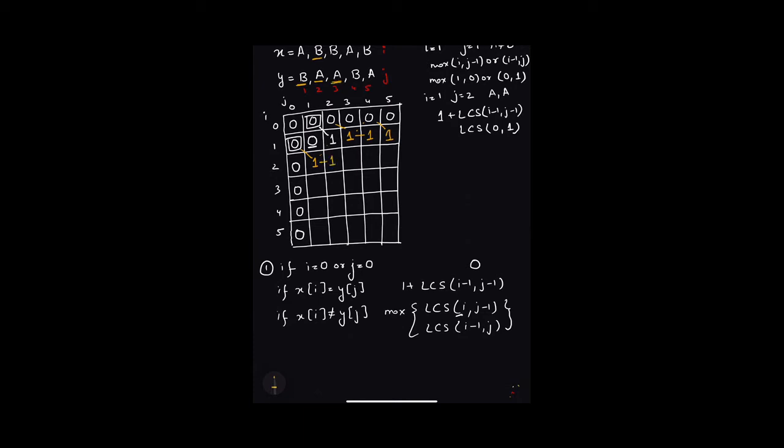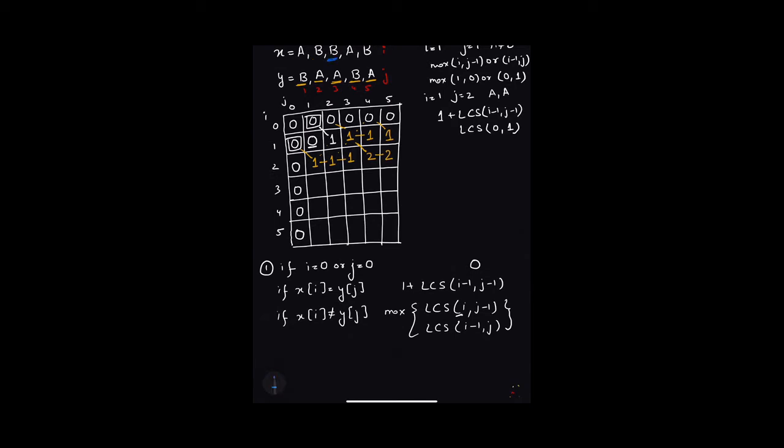Then I'm going to see again b and a. B and a do not match. Again, I'm going to see those elements and we can say that the maximum is 1 and I'm going to take the horizontal element. Then you can see b and b match. Then we are going to add 1 to the diagonal element. So I'm getting 2 from here. Again, b and a do not match. So I can say the maximum of both these elements. So I'm getting 2 from here.